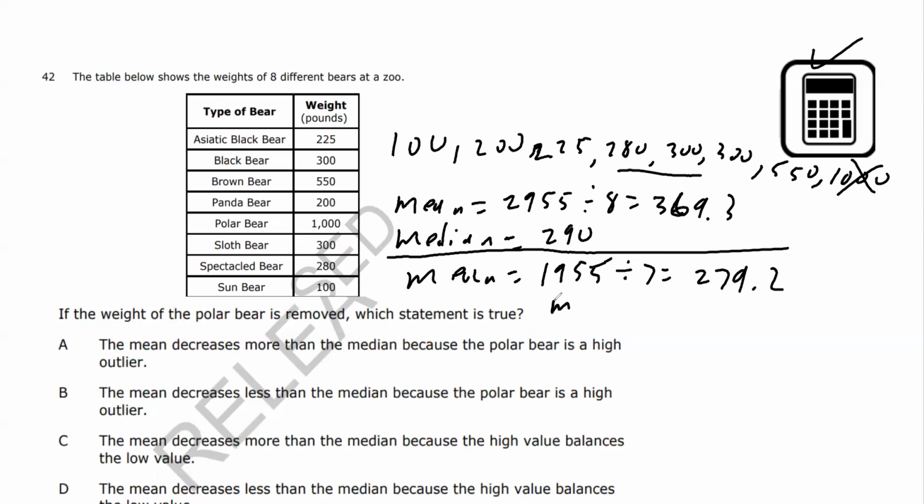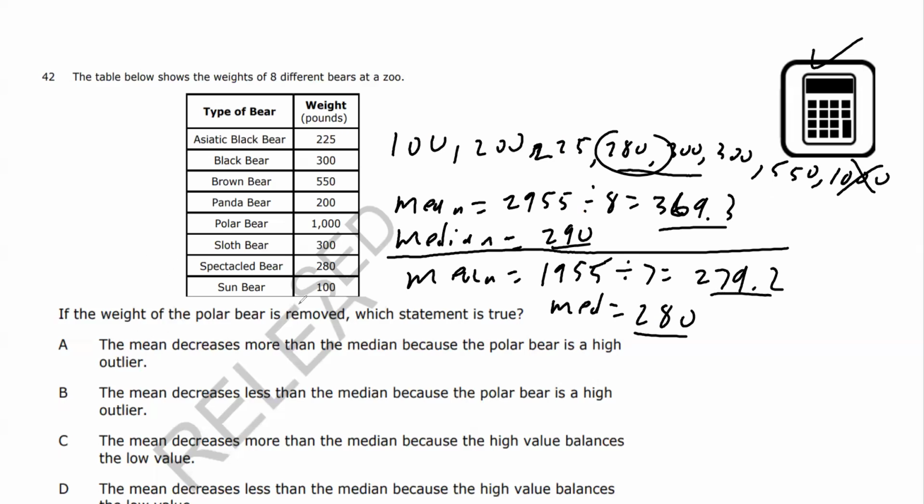All right, the median is now, if we take out 1,000, you got 3 over here, 3 over here, so 280 is your new median. All right, now that we have these, let's answer the question. So I've got the mean here, median here, mean here, median here.